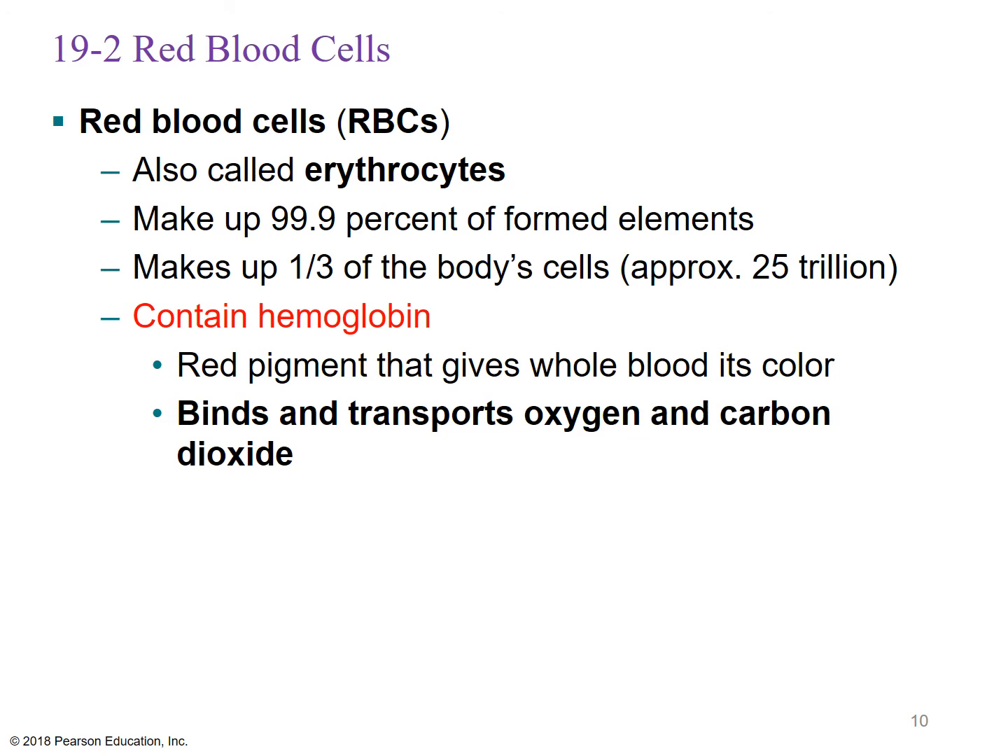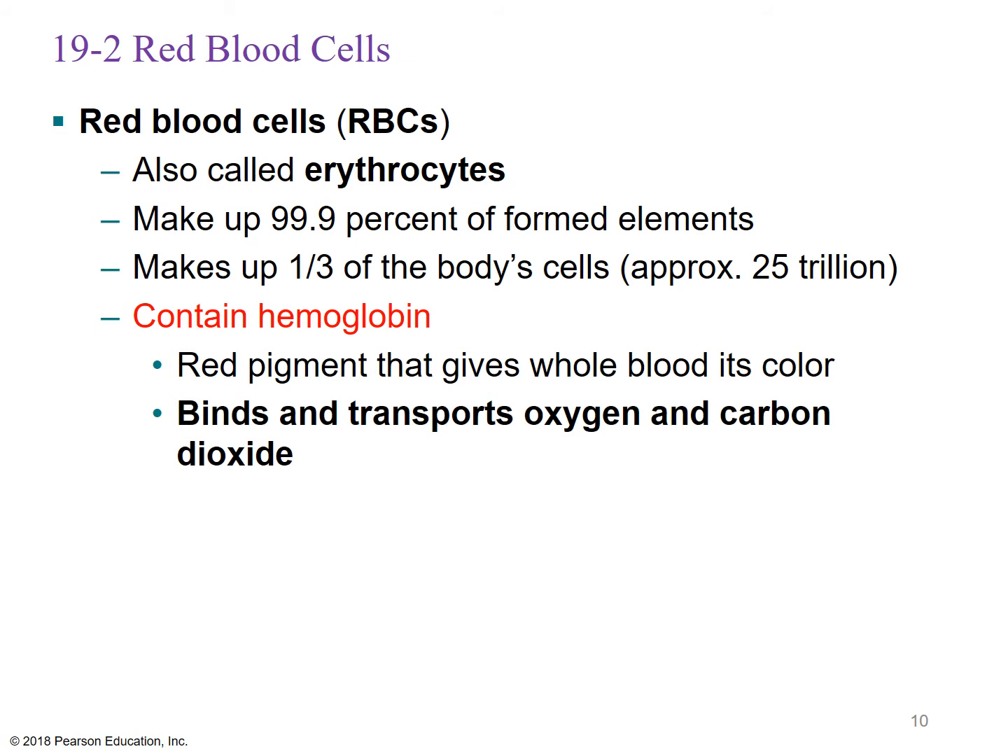So again, you have about 99.9% of your formed elements as erythrocytes. This is going to make up about 1/3 of your body cells, these red blood cells do. So there's approximately 25 trillion red blood cells, which is a lot, and we have about 75 trillion cells inside of our body. The very important component of red blood cells is going to be the hemoglobin.